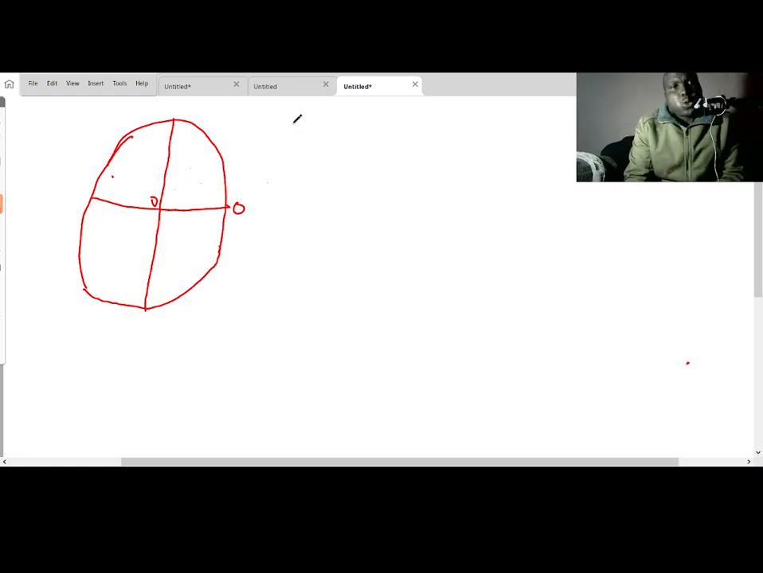Now we want to talk about small circles on the Earth's surface and great circles.